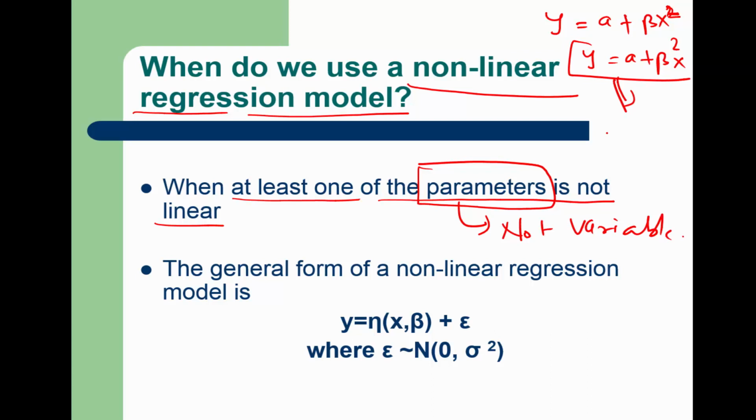This is the nonlinear model or nonlinear regression model, whereas this one is still a linear model because it is linear in parameters. Both the parameters a and b are linear in nature, whereas here the beta squared is considered to be nonlinear.